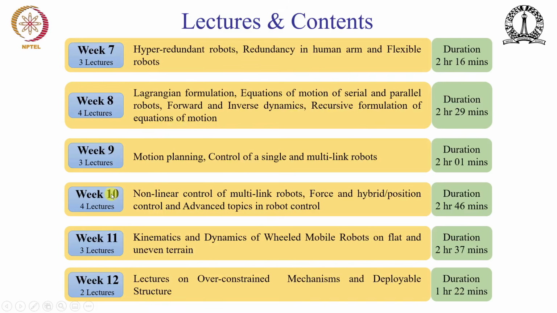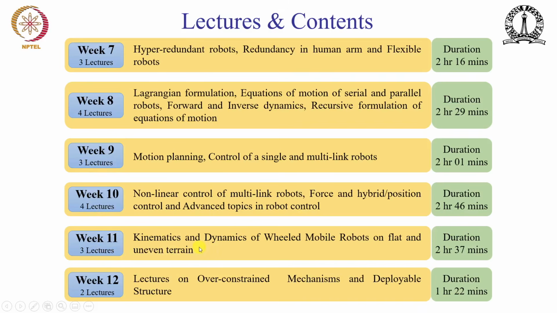In weeks 9 and 10, we look at motion planning, control of a single link and multi-link robots. We look at nonlinear control of multi-link robots, force and hybrid position control, and advanced topics in control. These are 7 lectures in these 2 weeks, 3 in week 9 and 4 in week 10.